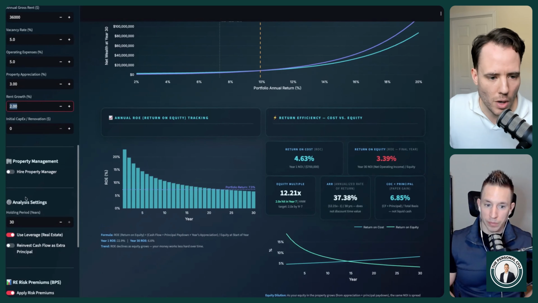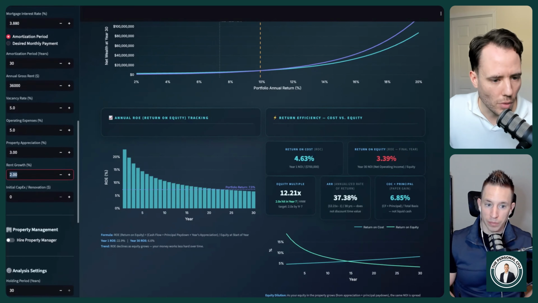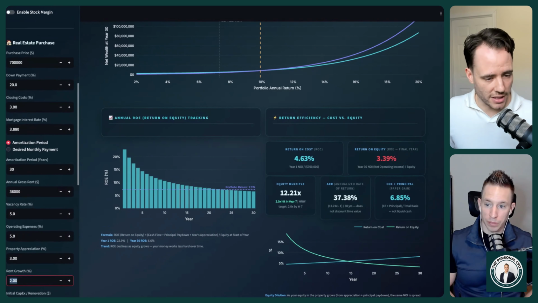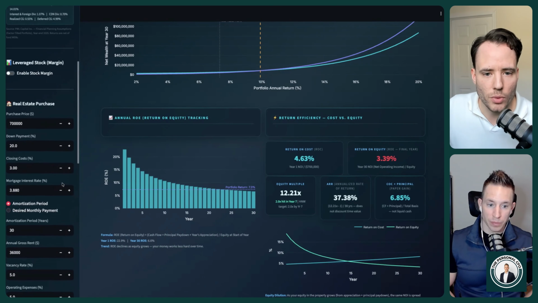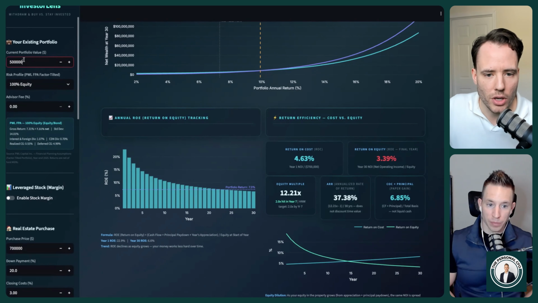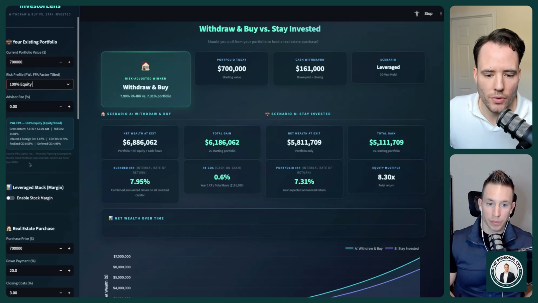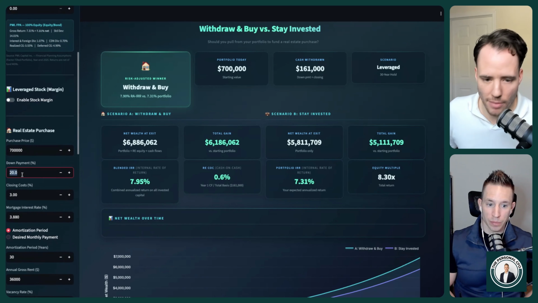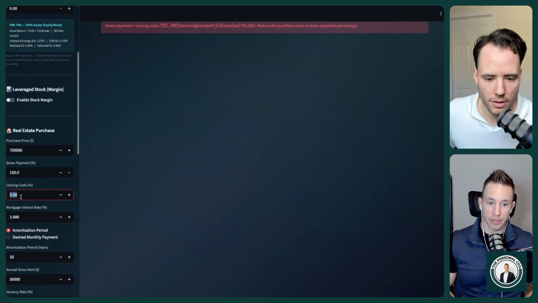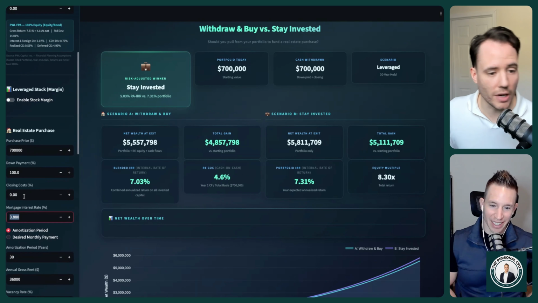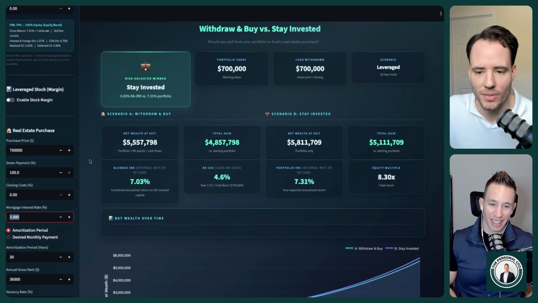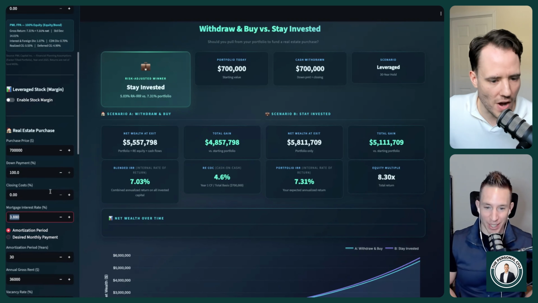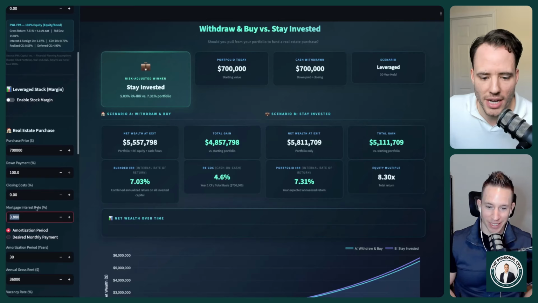So if we wanted to make this an apples to apples comparison of investing in property versus investing in stocks, we should illustrate a situation where you have a $700,000 portfolio, and we're illustrating a $700,000 down payment on a $700,000 property. So you're buying it in cash, like a non-levered purchase, and then your returns go down.